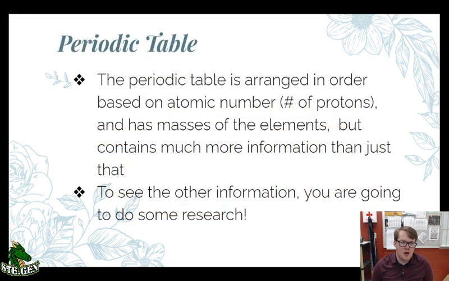The periodic table in general, and I would write this down somewhere just so you have it, is arranged in order based on atomic number, which is number of protons, and has masses of the elements, but contains much more information than just that. So to see that other information, you're going to need to do some research. So this is what your goal is going to be.